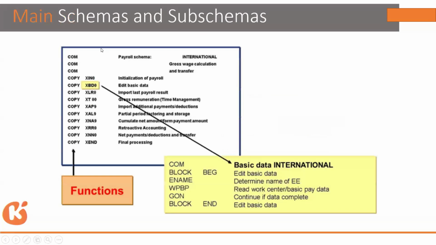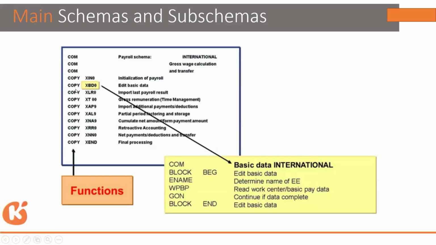Here you can see the main schema and the sub schema. The main schema is the India one we just discussed, which is IN00. Here you can see functions like COM and COPY. Next to your COM function, wherever you find it, it is always a comment. Comment means it's just a line, nothing else.